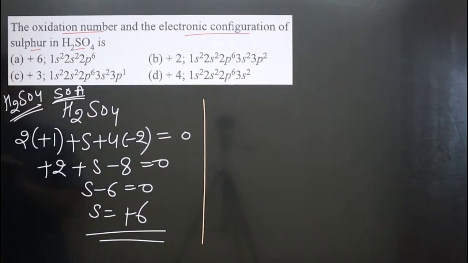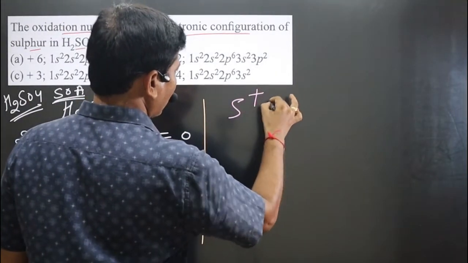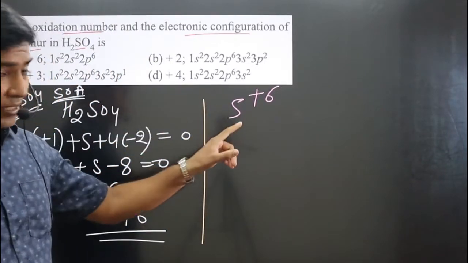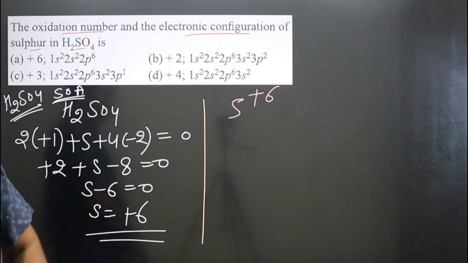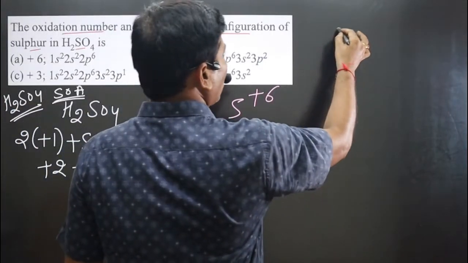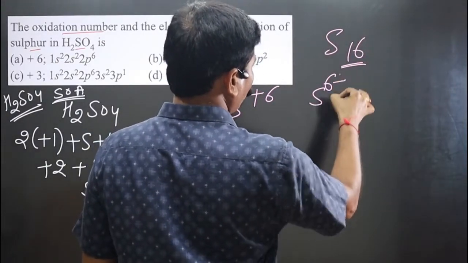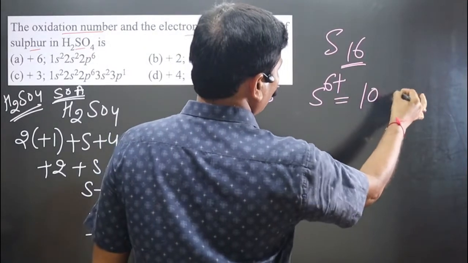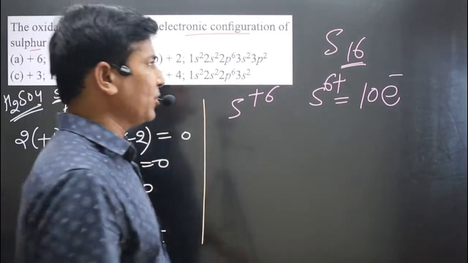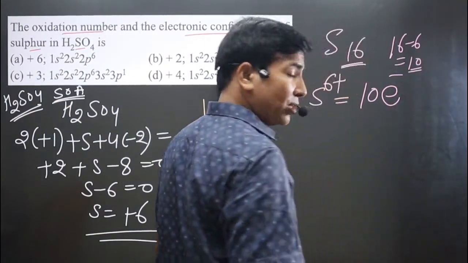So for sulfur having plus 6 oxidation number, plus 6 charge is there. Plus 6 means it has lost 6 electrons. The atomic number of sulfur is 16. If I talk about S to the power plus 6, how many electrons will it have? 10 electrons are there, because 16 minus 6 is equal to 10.